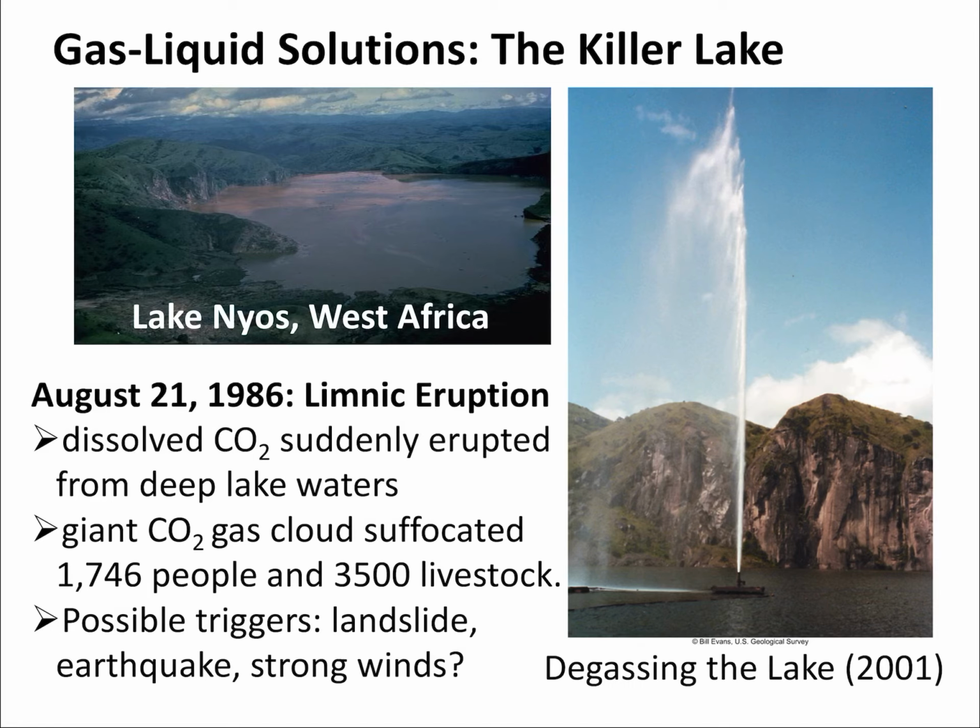So what they do now, actually, to prevent that from happening again, is they degas the lake. And you can see this in 2001. Basically what they're doing is they are sucking water from the very bottom of the lake up so that it doesn't build up to those extremely high CO2 concentrations as would happen before.